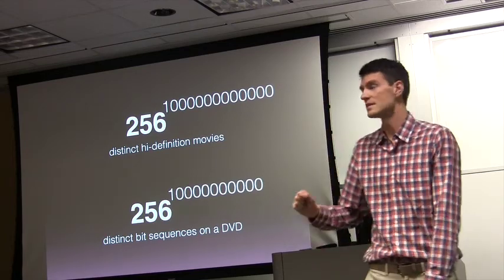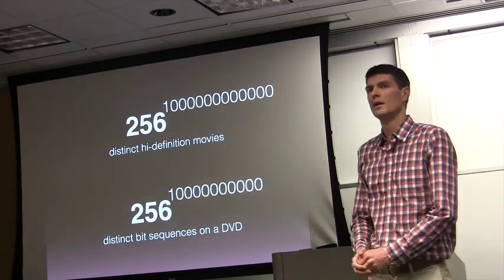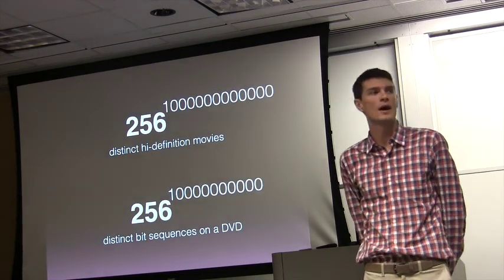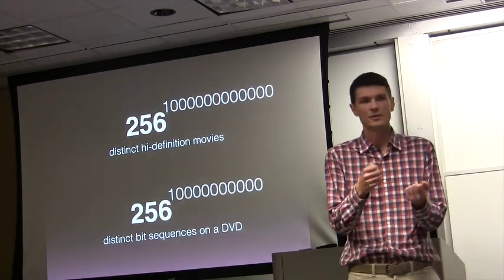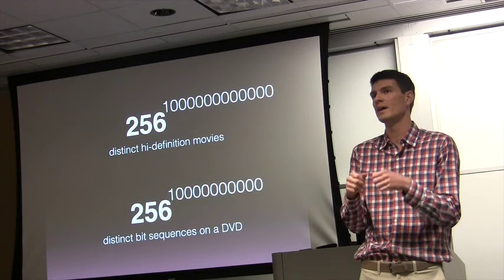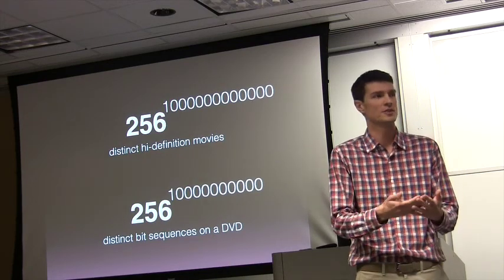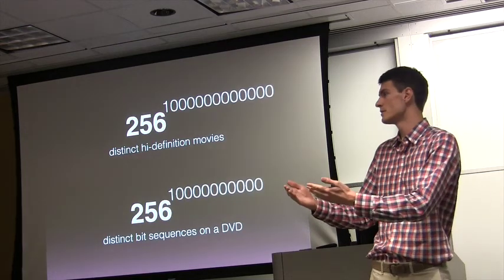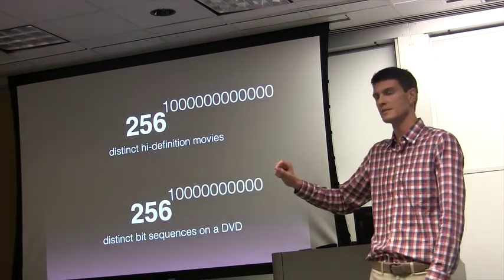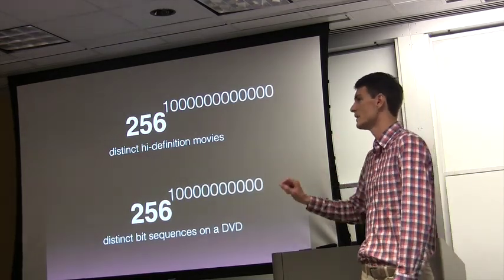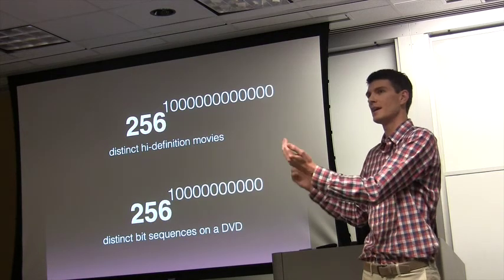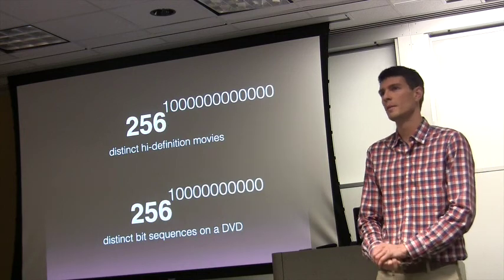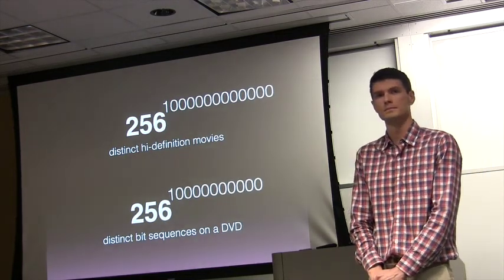So this is the same thing. The pigeons are the movies. The holes are the bit sequences on the DVD. So no matter how clever you are at saving your movie in a really original way that saves space and is very efficient, you're going to have collisions. Most movies will share a sequence of bits that is the same as the sequence of bits for some other movie, hence you can't tell these movies apart. This is a fundamental mathematical problem.